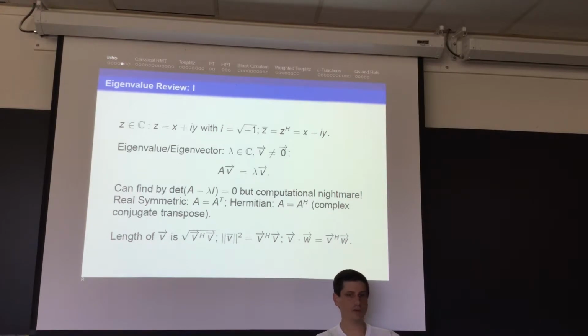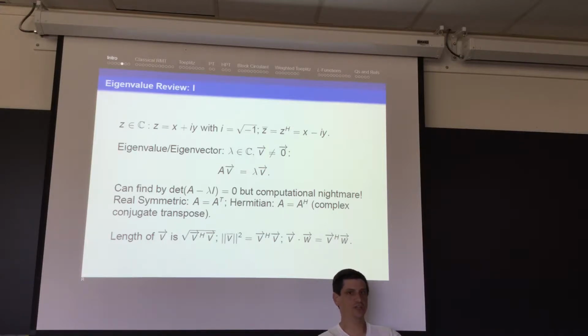Okay, so a quick review to make sure we're all on the same page for eigenvalues. z is a complex number. We can write it as x plus iy. i is the square root of -1. You have an eigenvalue-eigenvector pair if Av = λv. λ is allowed to be 0. The eigenvector v is not allowed to be 0.